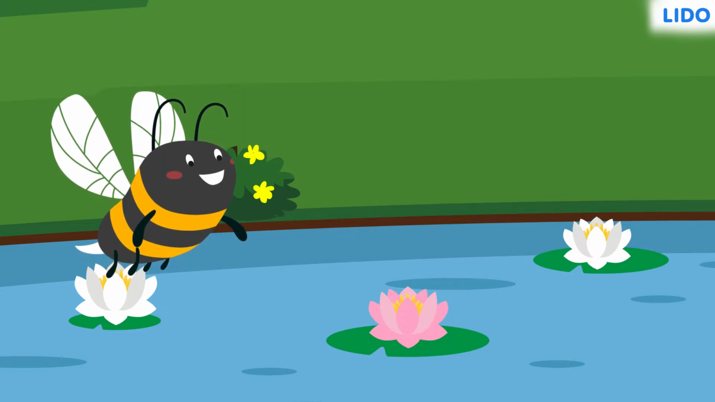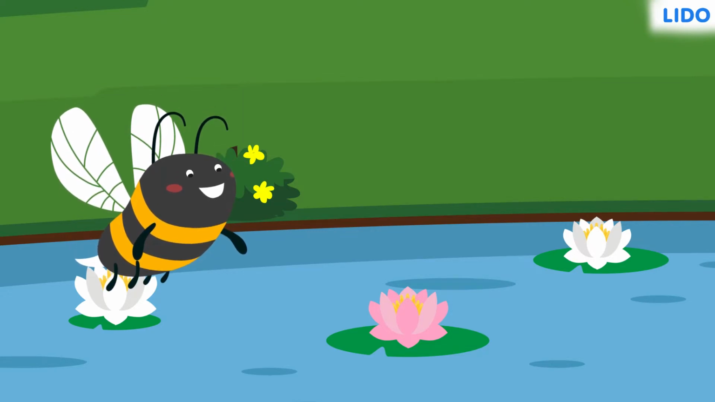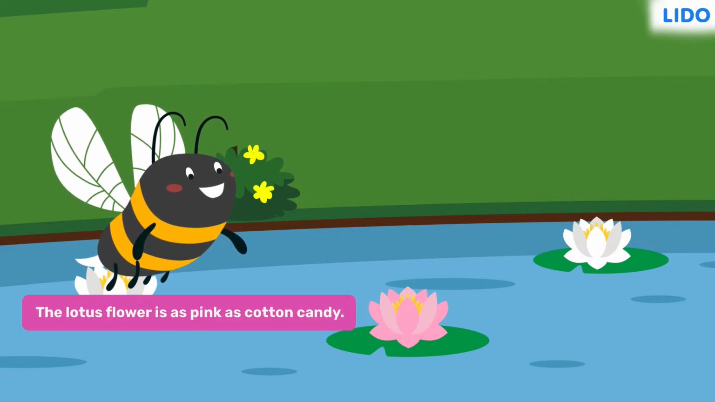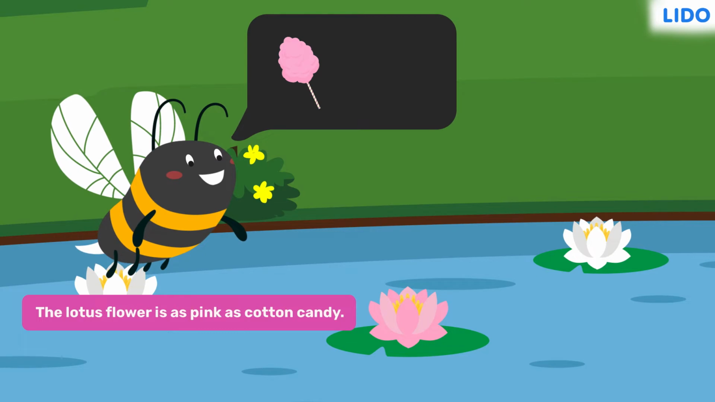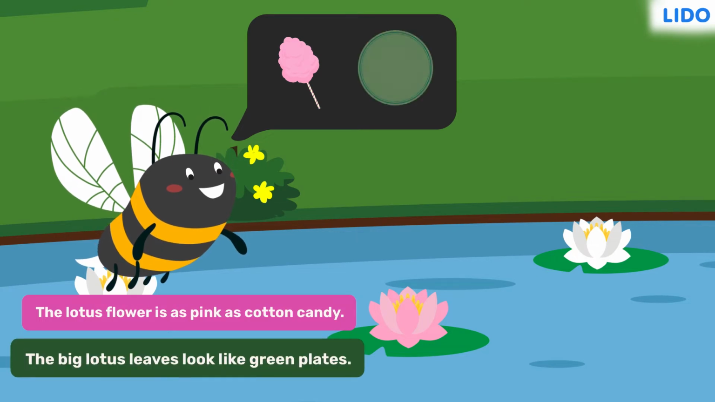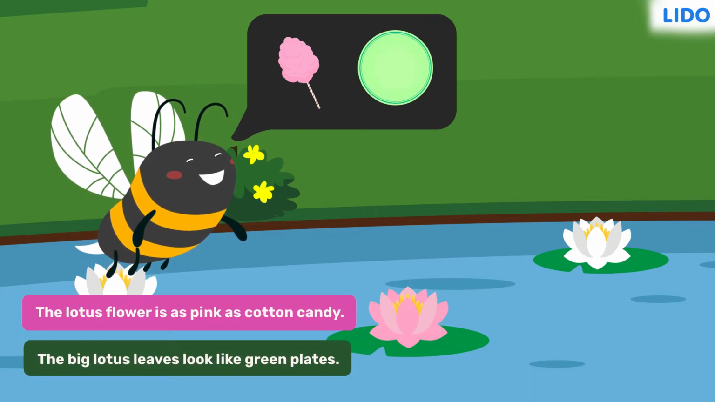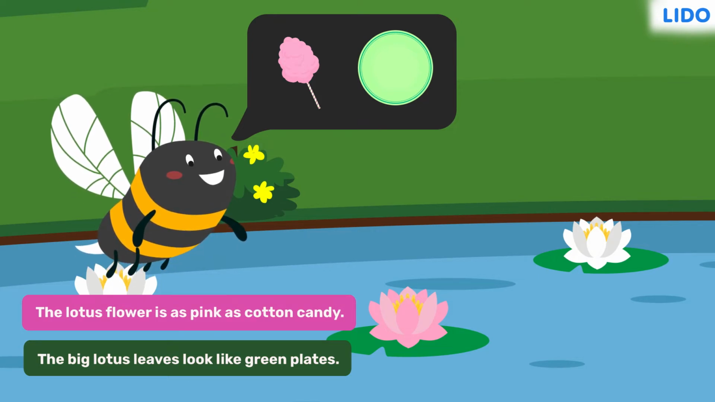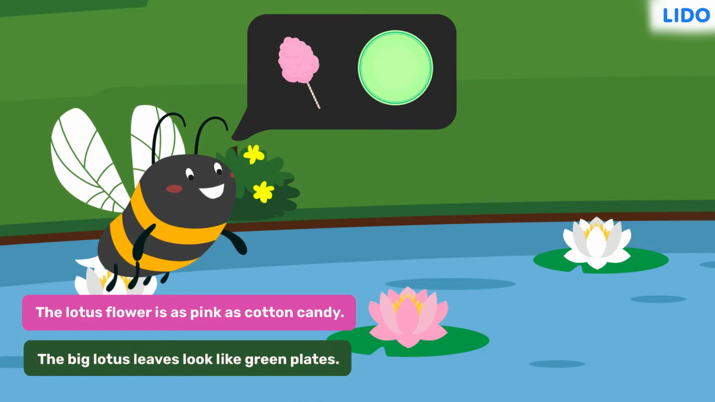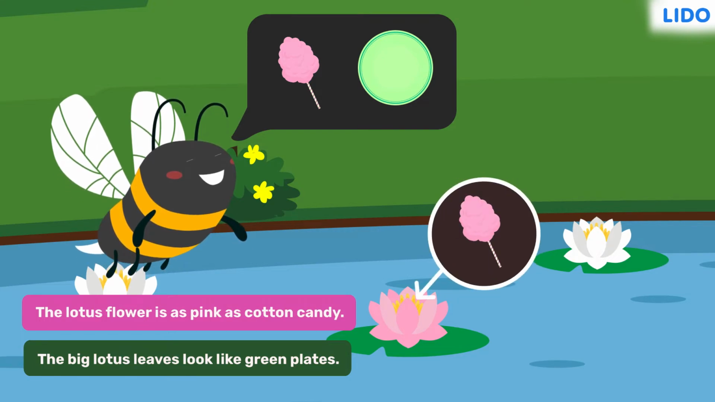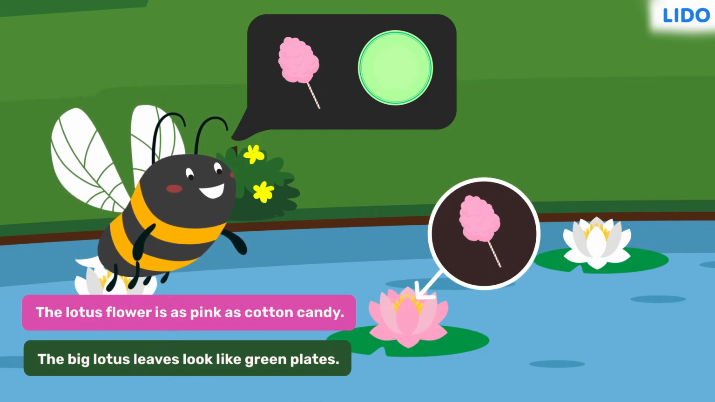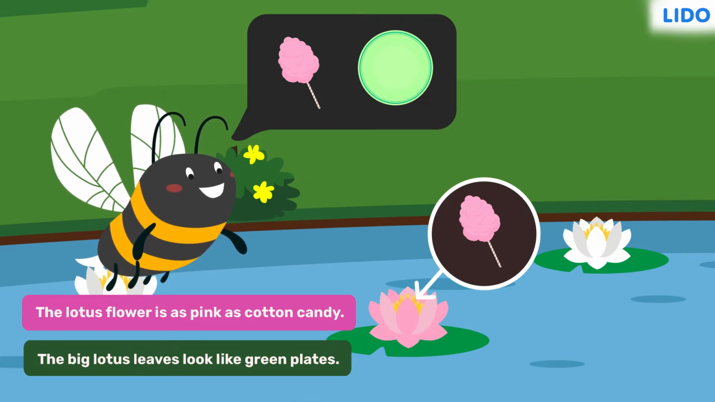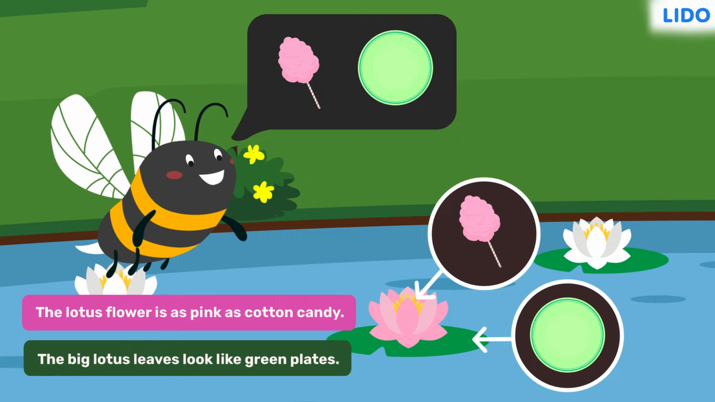Bumblebee's favorite spot in the garden is the beautiful lotus pond. Bumblebee thinks that the lotus flower is as pink as cotton candy. The big lotus leaves look like green plates. Bumblebee has compared the lotus flower's color with something that also looks pink. Bumblebee has compared the leaves too. He compared the shape of the leaves to something that is also round and big.